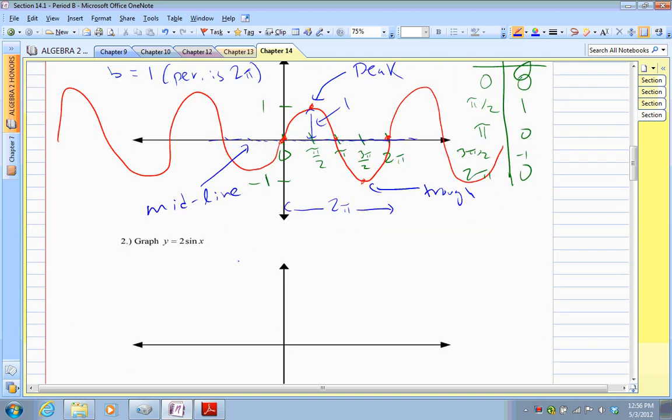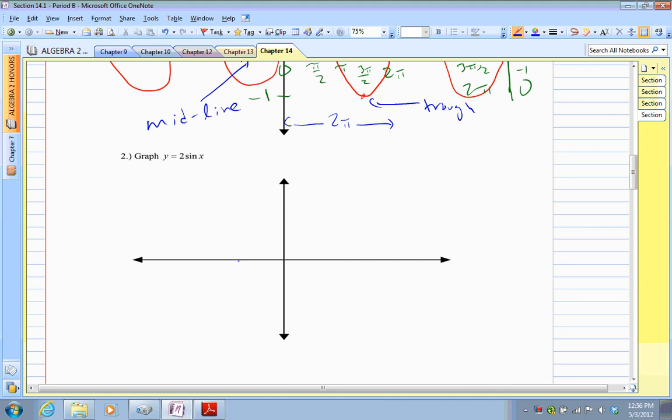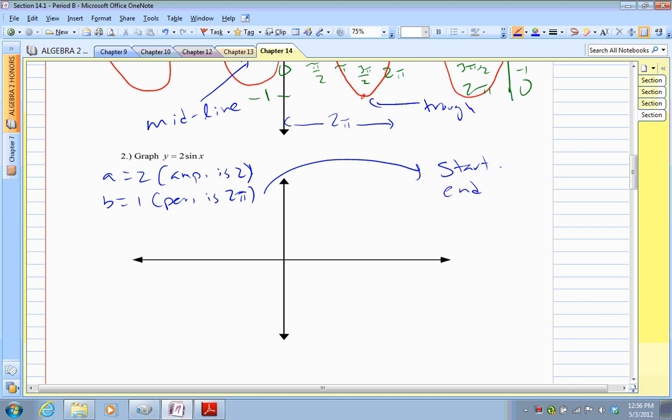So really, we don't have to waste time making a table. We can do this more quickly. A equals 2. B equals 1. Amplitude is 2. And the period is still 2 pi. Now the period's important to know because this will help you determine where to start the graph and where to end the graph.